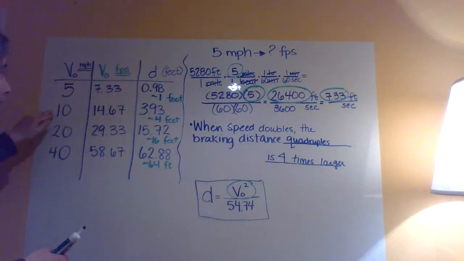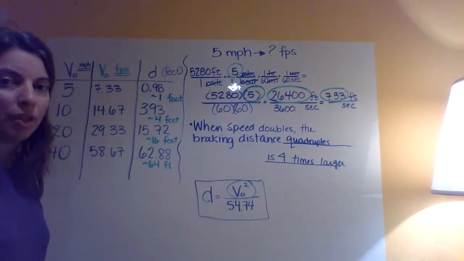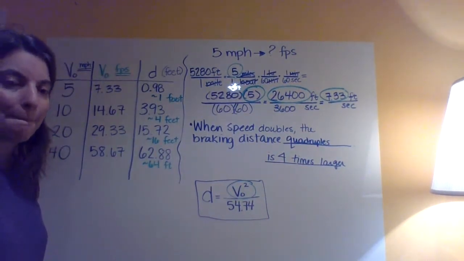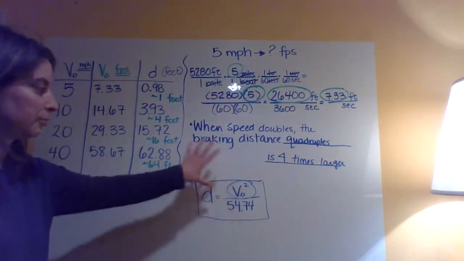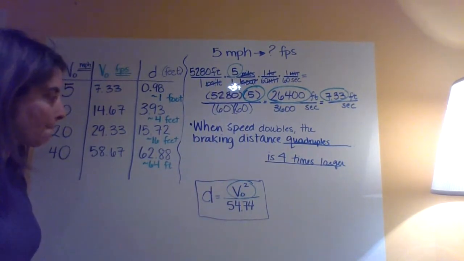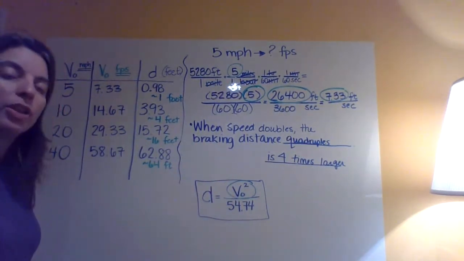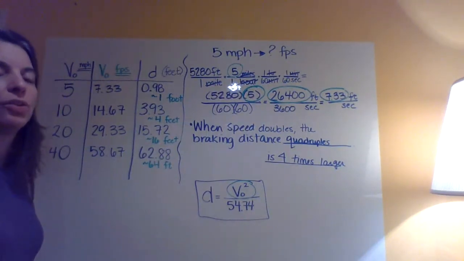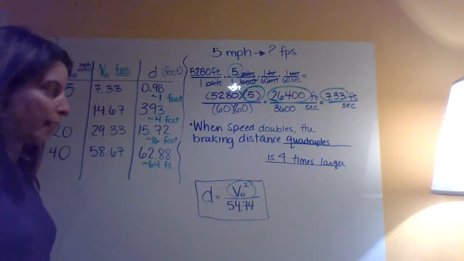So my question also now is, why is this? How come when my speed doubles, my distance doesn't just double? How come my speed doubles and my braking distance is 4 times as big? What do you see in the formula that does that? So in here. Hopefully you're noticing it's going to have something to do with that squared. Okay, so let me show you what happens there.